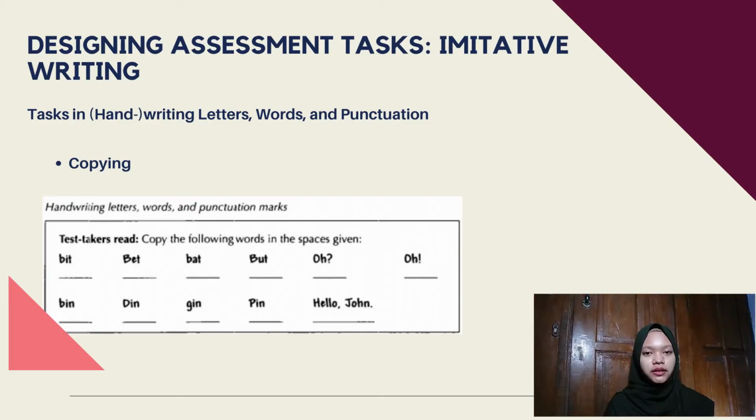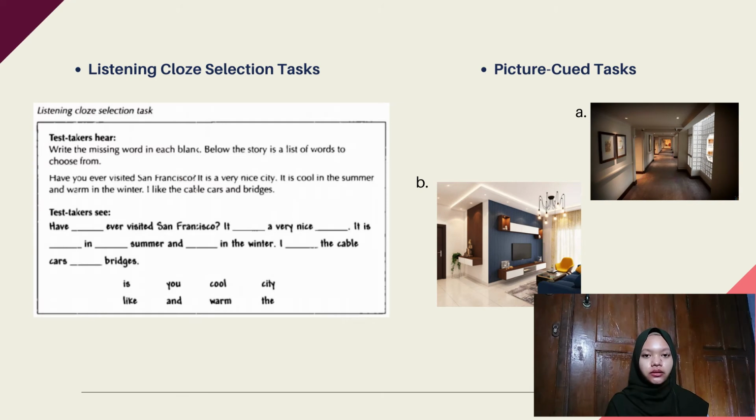Designing assessment tasks: imitative writing. A few of the more common types are: first, copying, which is directing a test taker to copy letters or words. The test taker will see something like this on the screen. Second, listening cloze selection task, which combines dictation with written scripts with a relatively high deletion rate. The test sheet provides a list of missing words from which candidates must choose. Third, picture cued task. Show familiar pictures, and then the test taker is told to write the word represented by the picture.